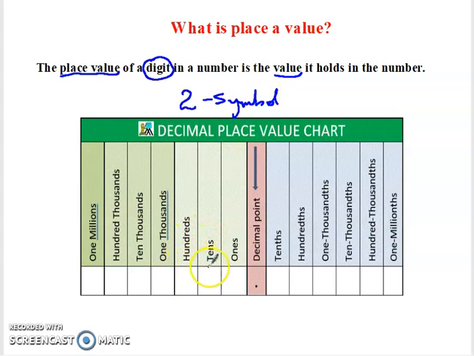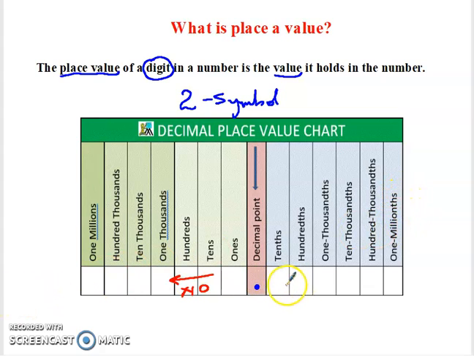Right, so let's look at this table now. As it relates to place value, different digits in a number occupy a certain place value. So let's look at the decimal place value chart here. You can see that we have our decimal point, and then to the left of our decimal point we have ones, tens, hundreds, 1,000s, 10,000s, 100,000s, and 1 millions. But if you look to the right, you will realize that you have tenths, hundredths, 1,000ths, 10,000ths, 100,000ths, and 1 millionths.